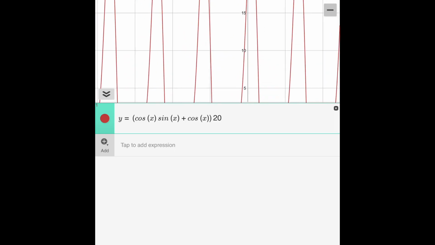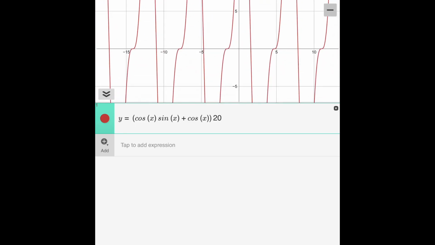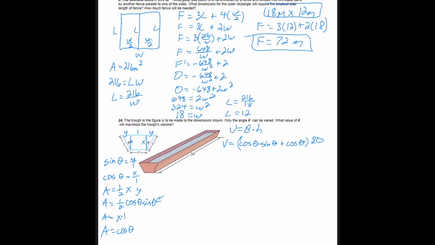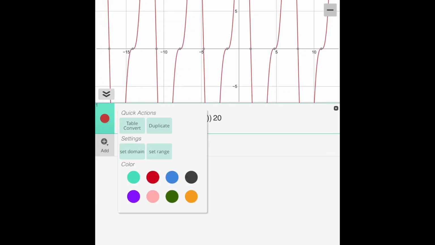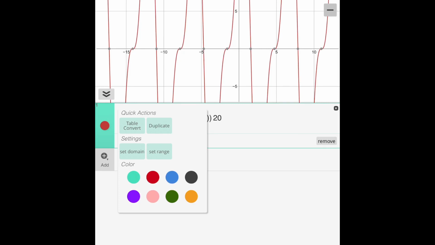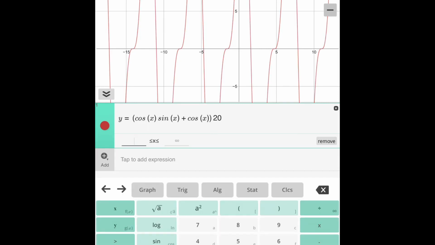And then I forgot to multiply it all by 20. And then what we want to remember is that the biggest our theta value could be is 90 degrees, right? So if I go back to my picture real quick, if theta were 90 degrees, then it would just be a flat thing on the ground and it wouldn't hold any water. So we can change, if we want, the domain in here.